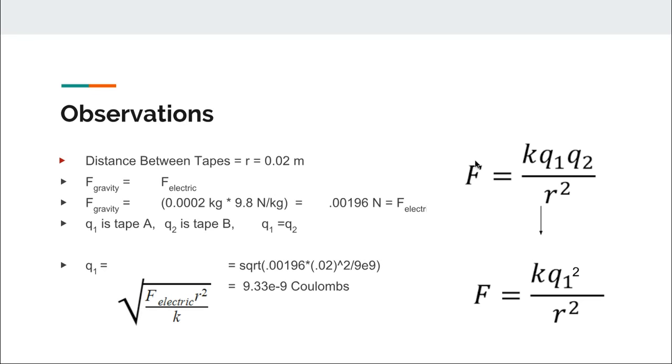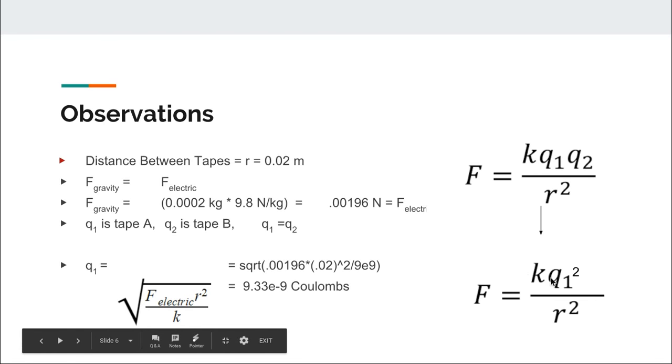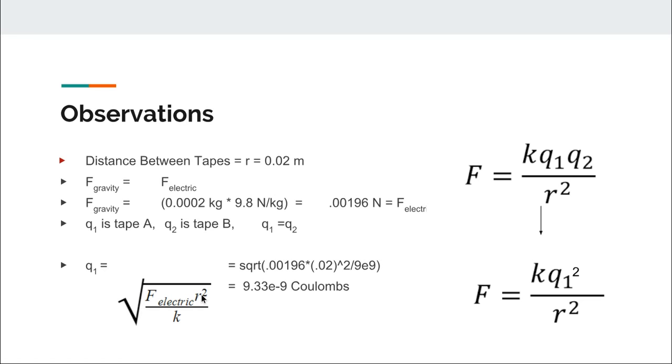Since we knew the magnitude of the force, and since we knew what k was, which was the constant 9 times 10 to the 9, and since we knew the distance, the only thing unknown was the charge. Since Q1 is tape A and Q2 is tape B, and since Q1 equals Q2, we can simplify this expression to F equals K times Q1 squared over R squared. Solving for Q1, we derive that the charge of one of the U-tapes is 9.33 times 10 to the minus 9 coulombs.